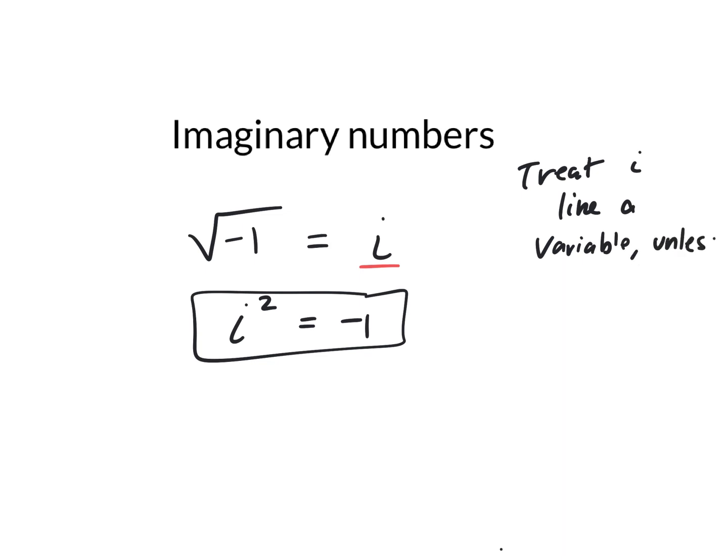unless it's squared or cubed or any other exponent. All right? So we treat i like it's a variable. It's a like term we can combine. But imaginary numbers have this tricky feature is that when we multiply them times one another, we go back and forth between real numbers and imaginary numbers.